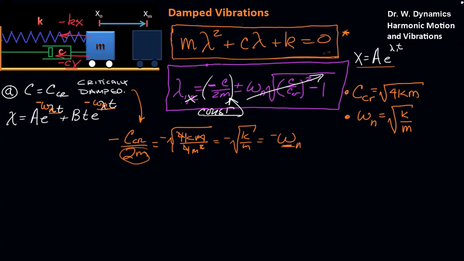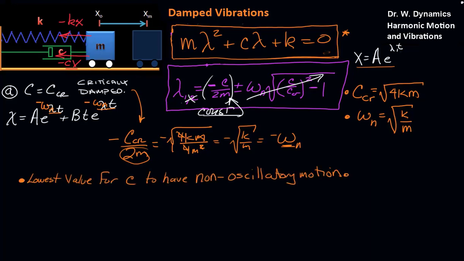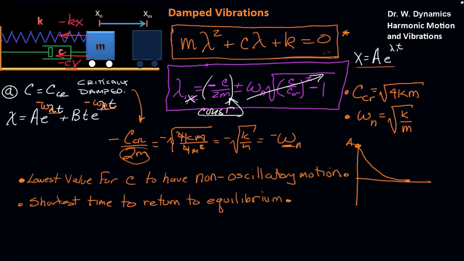Some other interesting points about being critically damped. It represents the lowest possible value for c for the system to have non-oscillatory motion. And in general, the motion will pull it back to some amplitude A and release it, and it will decay down right back to equilibrium. It will represent the shortest amount of time possible for the system to return to equilibrium. So that's critically damped.